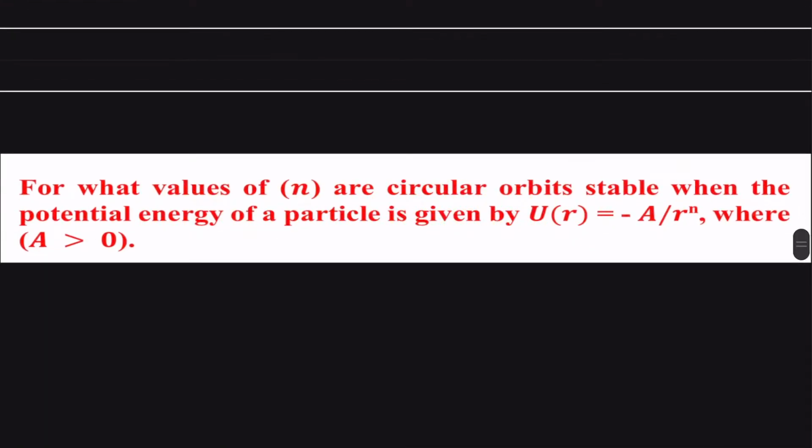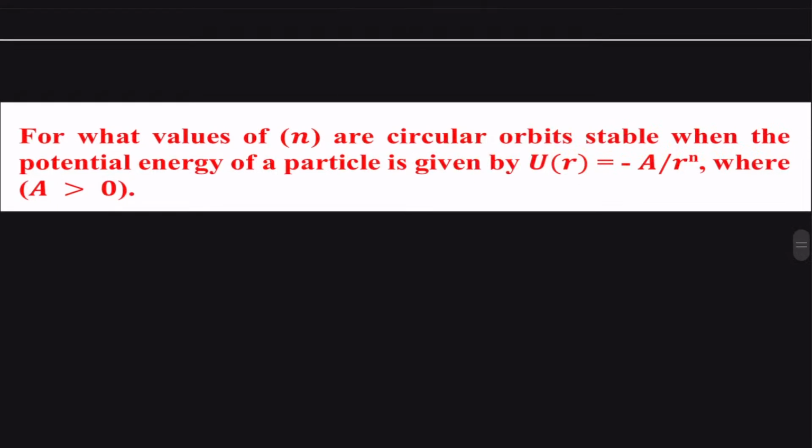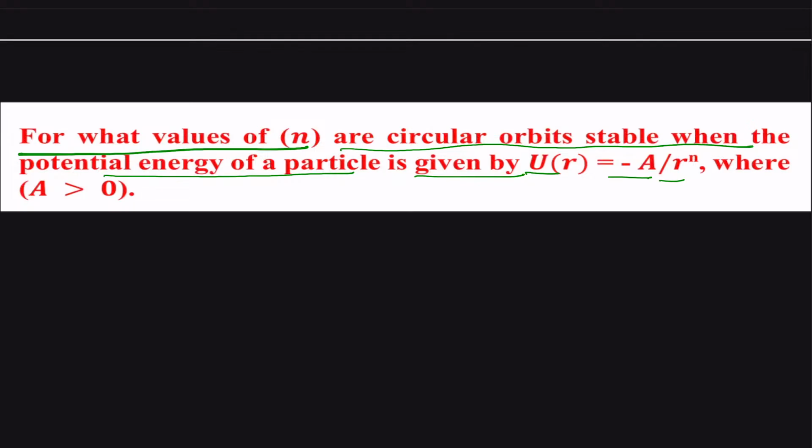We come to the next question, and this question states that for what value of n are the circular orbits stable when the potential energy of a particle is given by u of r is equal to minus a upon r raised to power n, where a is greater than 0. So we have to find out the range of the value of n so that we are having stable circular orbits. And here also once again we are going to use the effective potential for a central motion.